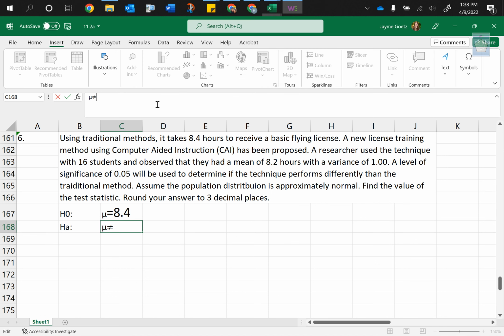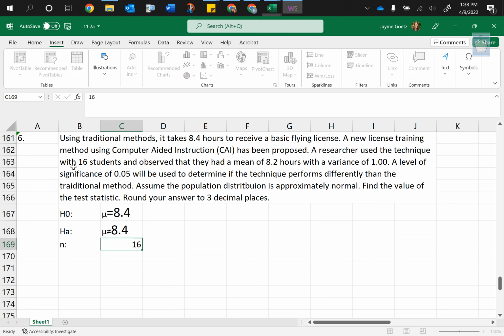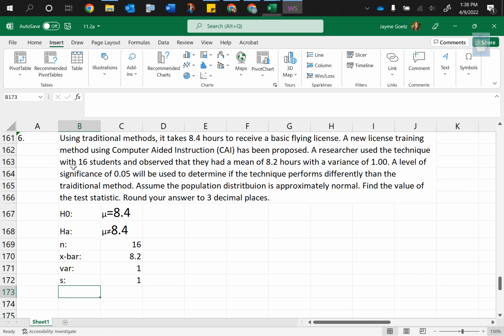Now let's go through and find out what else we know. It says a researcher uses a technique with 16 students. That's my sample size. And then it says they had a mean of 8.2 hours. Well, that's in my sample, so that's X bar, 8.2, and a variance of 1. That was my sample variance. Now, this is a really easy to understand variance, so we could easily get our sample standard deviation just by square rooting that. So I'm going to say variance here is 1.00, and right off the bat, I know that my s value, my sample standard deviation, is the square root of that, which is still just 1. A level of significance is 0.05, and let's go from there.